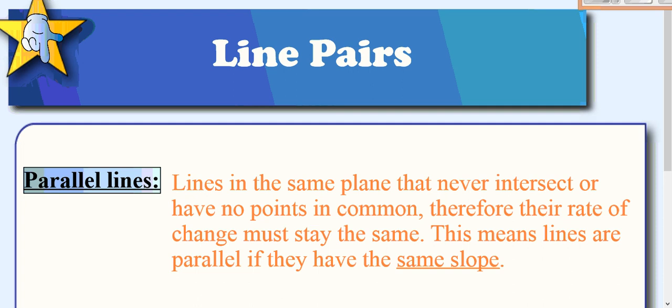The definition of parallel lines is lines in the same plane that never intersect and have no points in common. The rate of change must stay the same.